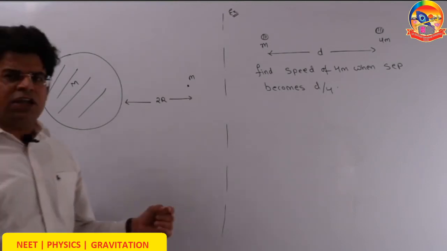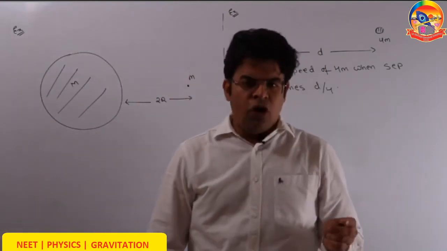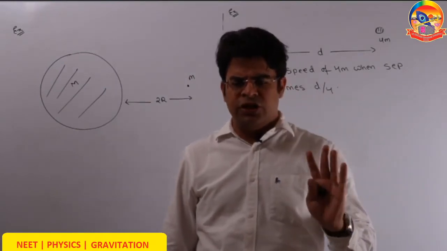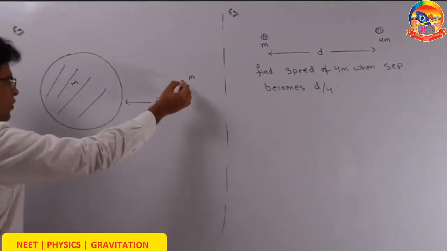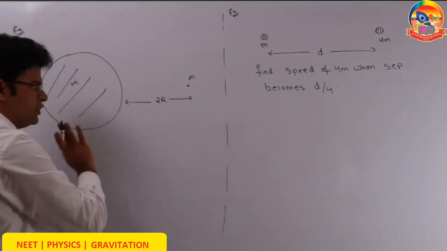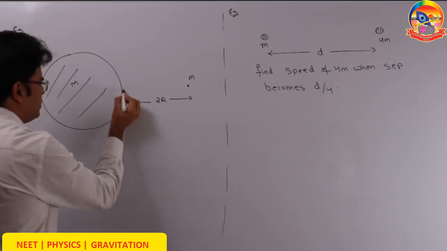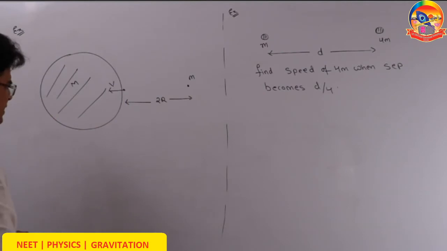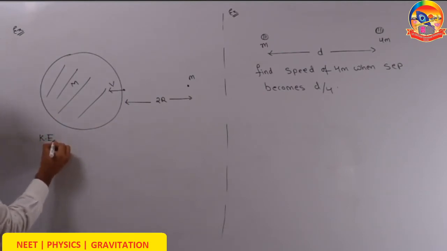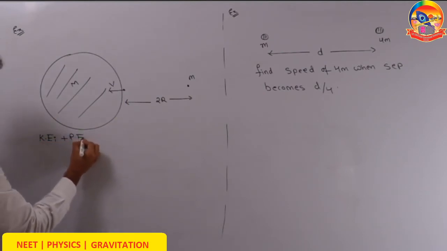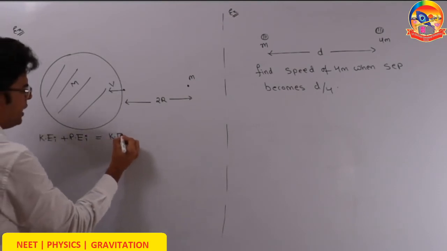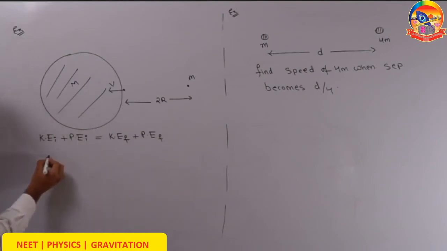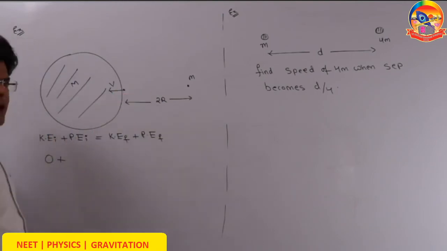So this is a classical question of mechanical energy conservation. All you have to do is kinetic energy initial plus potential energy initial equals kinetic energy final plus potential energy final. Right now this mass is at rest, Earth is at rest, so there is no kinetic energy. Let's say just before hitting the surface of Earth, this mass attains a speed v. Kinetic energy initial is zero because none of them have any speed.